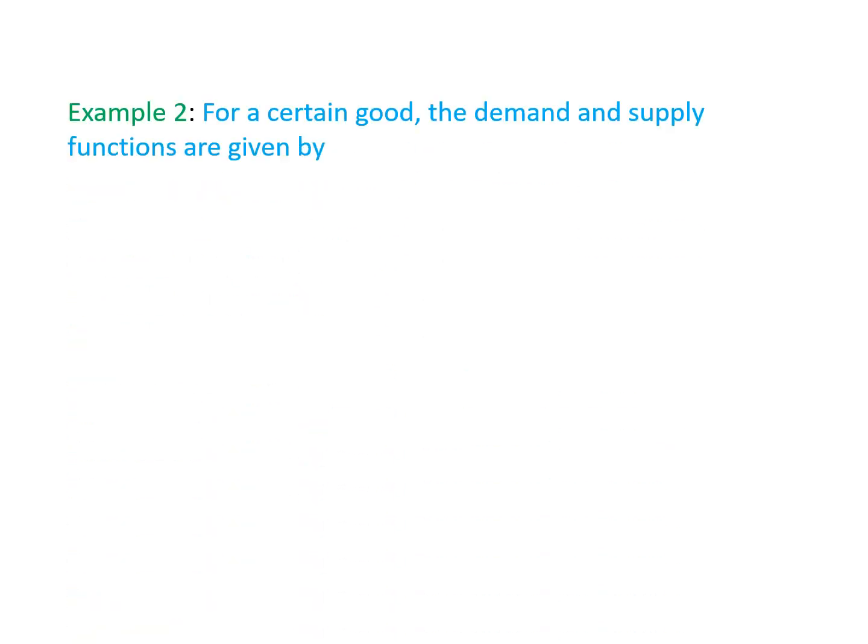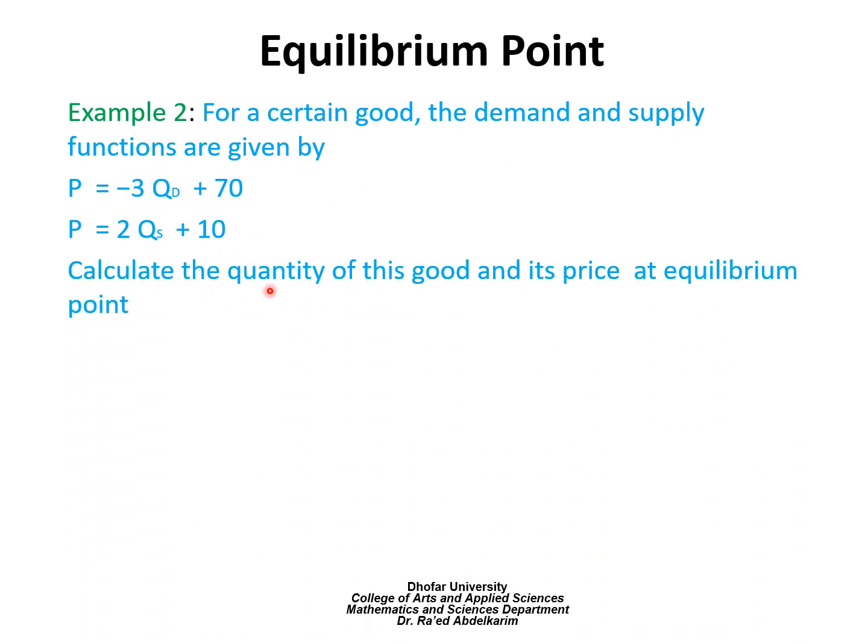Now let's move to the second example. It will be almost the same as example 1. The difference is we have two equations, demand and supply equations, with two values of A's and B's. What we need to calculate here is the quantity and the price at equilibrium. I will leave this example to you. You can solve it at home. And if you have any questions about this, we can discuss it during our live session.